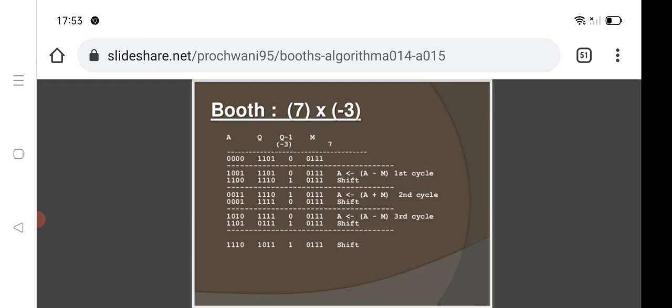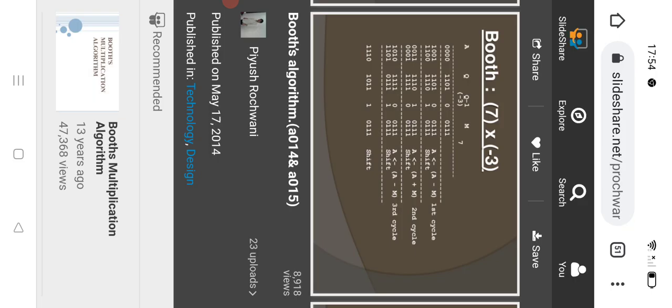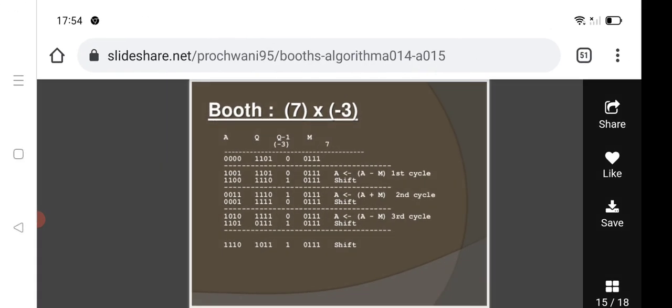Now I need to check whether my count is equal to 0 or not. The count is equal to 0. I need to terminate my algorithm. I need to stop my algorithm. Once we are done with this algorithm, the results will be there in the A and Q registers. Okay.